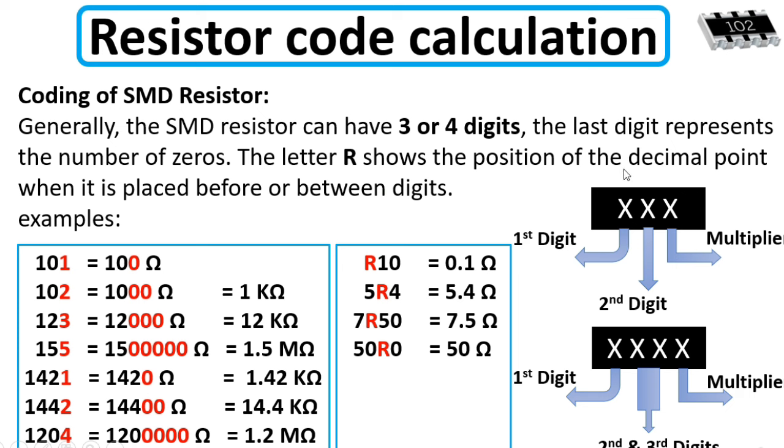Okay, so when you find R, as we have here in the definition, the letter R shows the position of the decimal point. This is the decimal point, as you can see here. Okay, when it is placed before, like this example, or between digits, like this example. So here we have R10 means 0.1 ohm. 5R4 means 5.4 ohm. 7R50 means 7.5 ohm. 50R0 means 50 ohm.